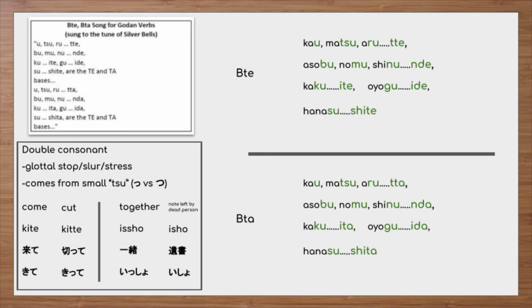As a side note, when I learned Japanese, I didn't use this song, but I know a lot of people that did, and it seemed to help them. For me, I didn't know the song Silver Bells, and I had a hard time focusing on a new tune and Japanese words. So, at any rate, you just need this memorized. If you use the song, great. If not, that's okay too. But make sure you learn the te and ta bases for godan verbs.